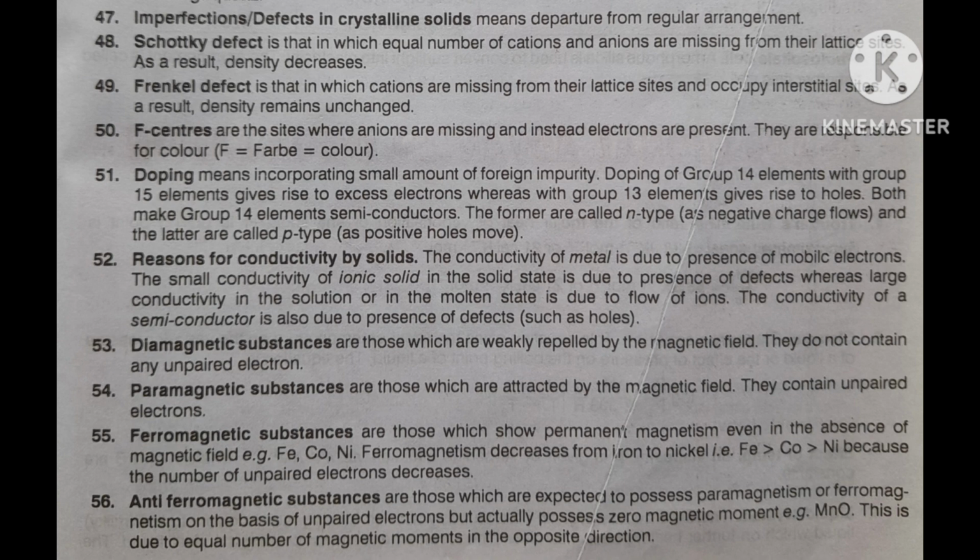Then I have told you what N type and P type are. N type conductor, P type conductor, semiconductor. N means negative, P means positive. Okay. Now the next point I am going to discuss is the reasons for conductivity in solids.